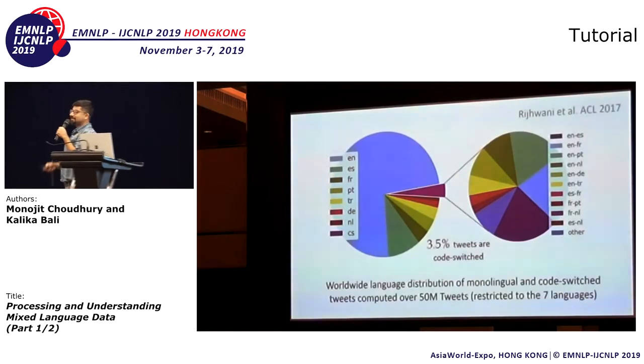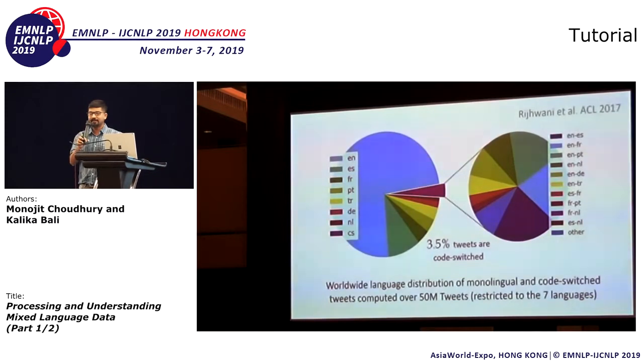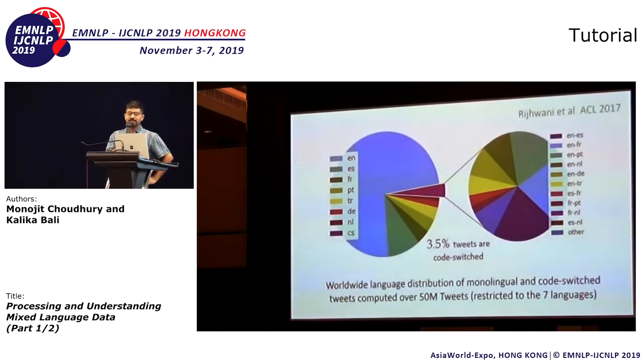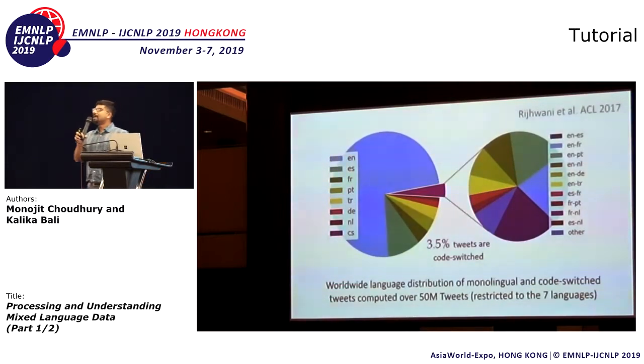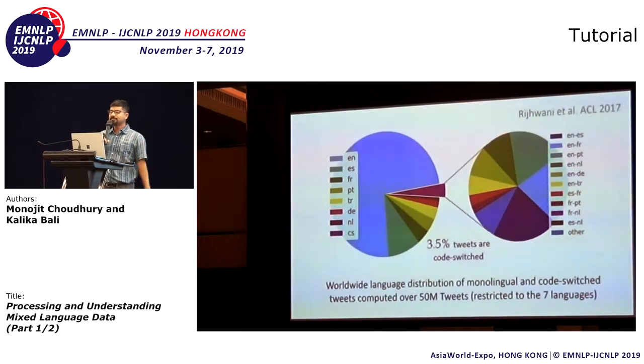In 2017, we extended this to actually 7 European languages. The previous one was mostly an Indian language study and also mostly Hindi and English. So we went to 7 European languages, I think English, Spanish, Portuguese, French, Dutch, German, and Turkish, and tried to see how much mixing there is on Twitter between these languages. So we had to build a word-level language labeler for that. And what we found is overall, 3.5% of the tweets were approximately code switched.